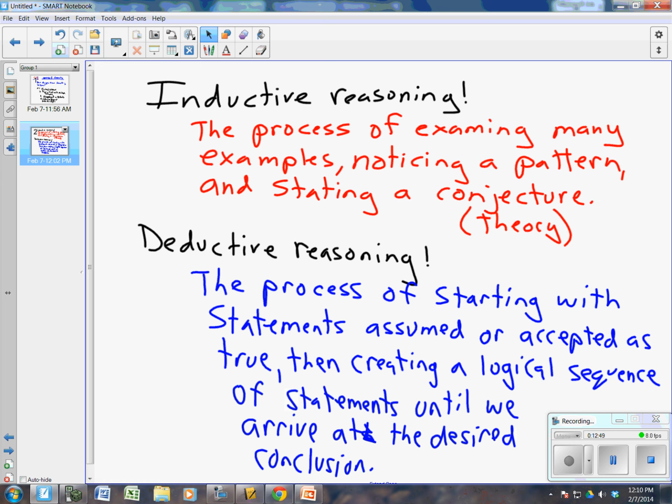Okay. I want to ask you guys this. Have you learned this before? What do the three angles of a triangle add up to? Raise your hand if you know. Just don't say it out loud. How many of you know what the three angles of a triangle add up to?